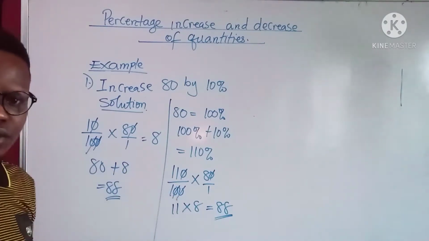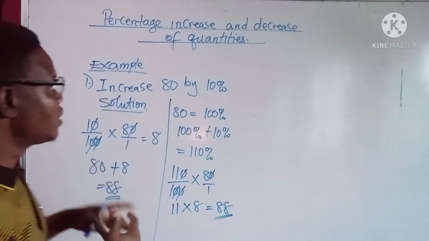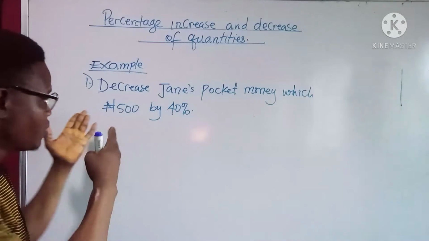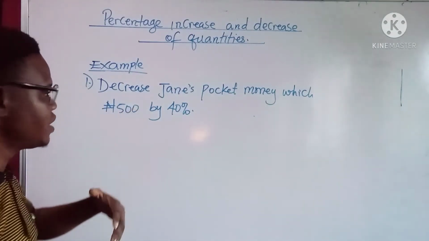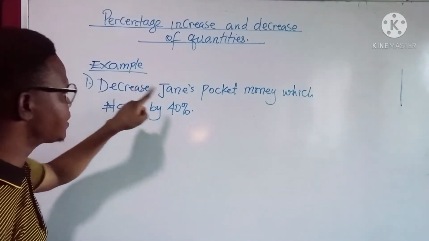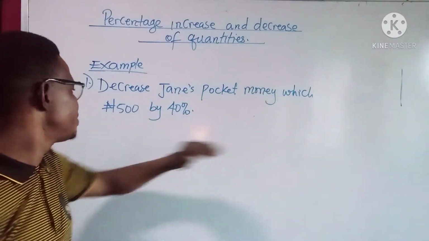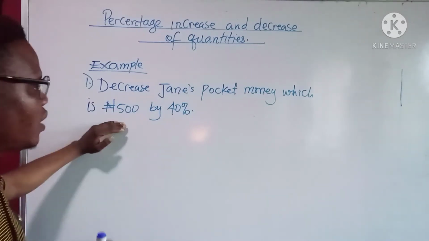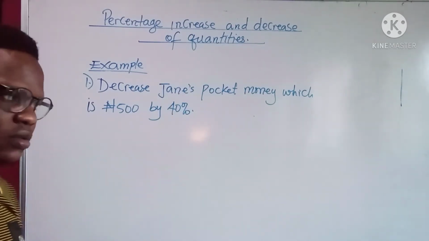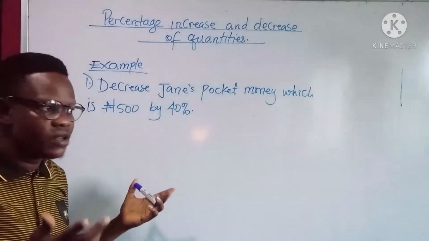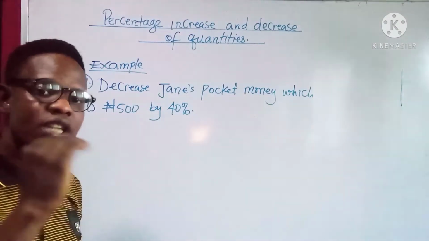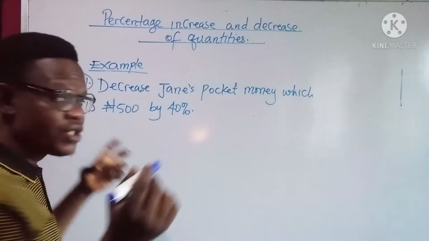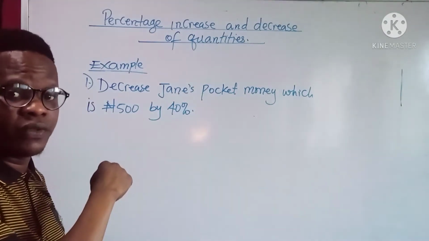So now let us do an example on percentage decrease. So let us solve this question on percentage decrease. The question says decrease Jane's pocket money, which is 500 naira, by 40%. Wow. Jane is not going to collect 500 naira this time. She's going to collect something less than 500 naira. But how much is it that she's going to collect? That's what we're about to find out.